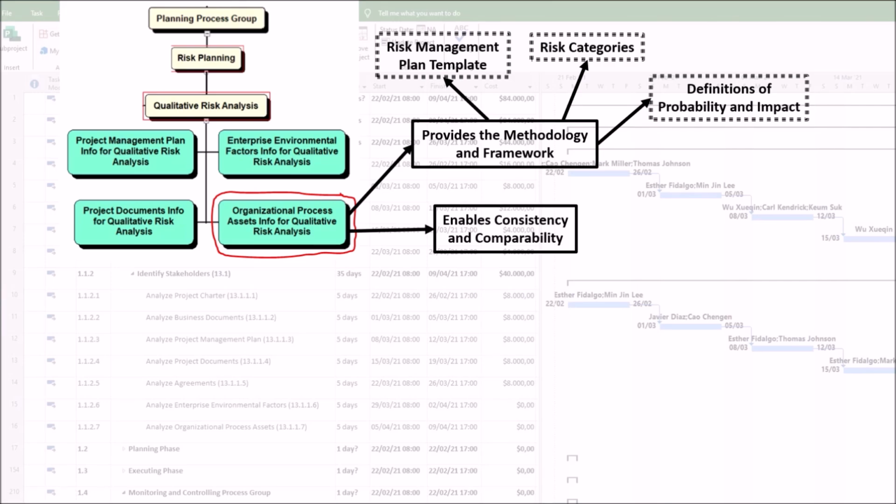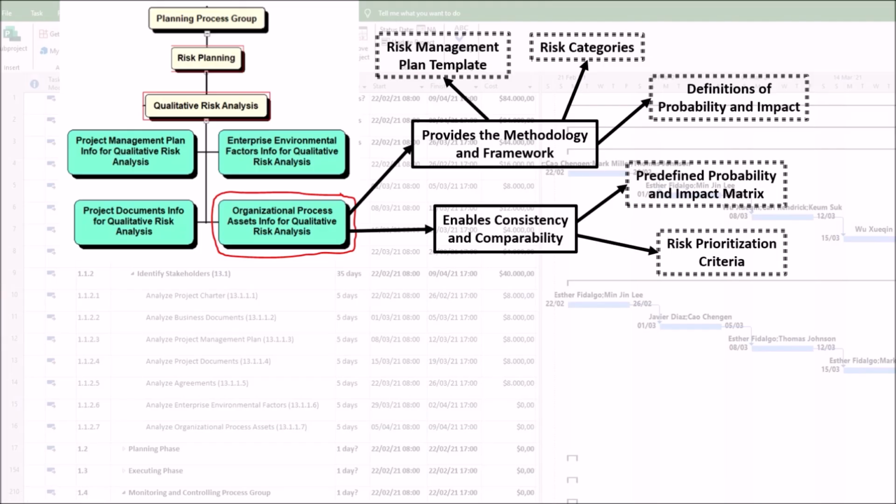2. Enables consistency and comparability. First, predefined probability and impact matrix. This is arguably the most vital organizational process asset for this process. The matrix, a lookup table, dictates how the combination of probability and impact ratings translates into an overall risk score and priority level, for example, high, medium, low. Using a standard matrix ensures a risk rated high on one project means the same thing on another.